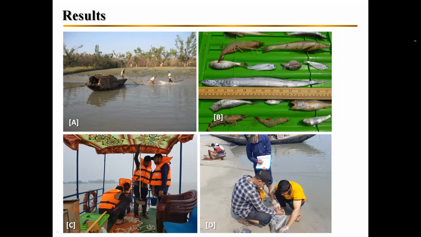In these figures, you can see in figure A the fishermen catching fish near the coast, and in figure B different types of species. We collected these species to estimate their size, life stage, and location. In figure C, the students are collecting the physical parameters of the water, and in figure D, they are collecting a sediment sample for a benthic community study.